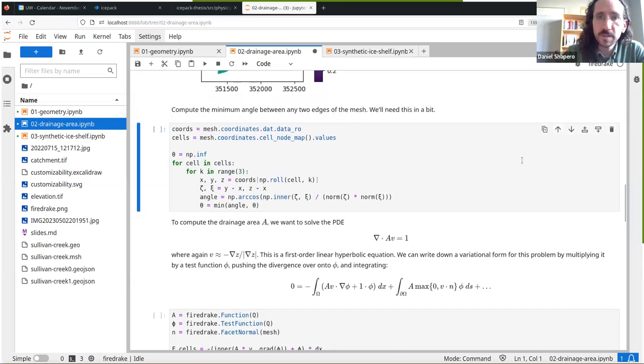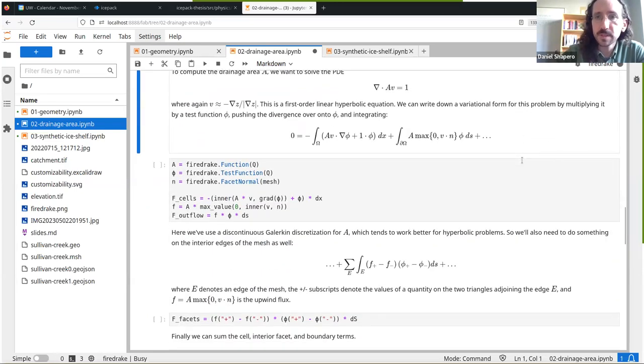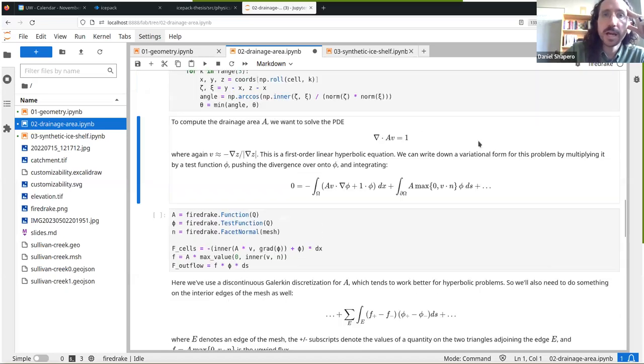A lot of this I can go back and explain as much as people want to see, but the important thing I want people to get out of this is how closely the code that you write corresponds to the math. The idealized model that we're trying to solve is that the divergence of this area field that we're looking for times the slope is equal to one.